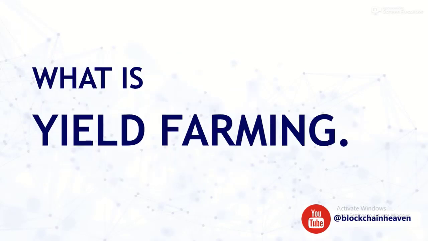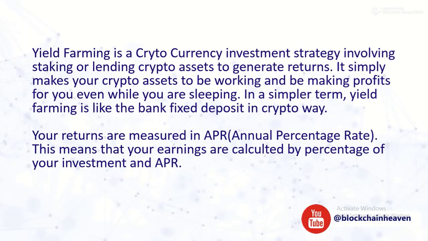So what is yield farming? Yield farming is a cryptocurrency investment strategy involving staking or lending crypto assets to generate returns. It simply makes your crypto assets work for you and make profit for you, even while you are sleeping. In simpler terms, yield farming is like the bank fixed deposit in a crypto way. Just like you go to the bank and negotiate for a fixed deposit and have a fixed deposit account for yourself in the bank, and you're given a certain percentage interest by the end of the year.